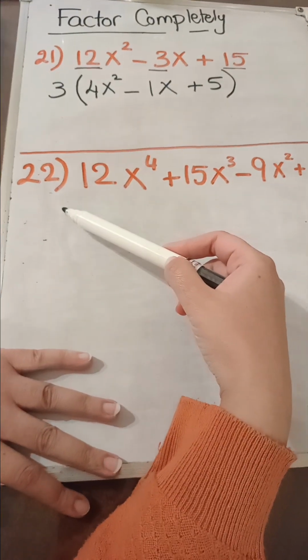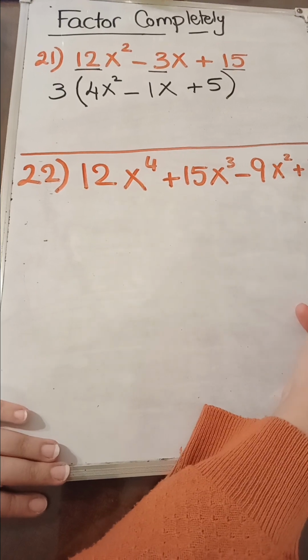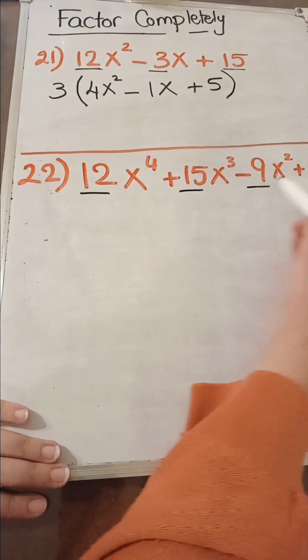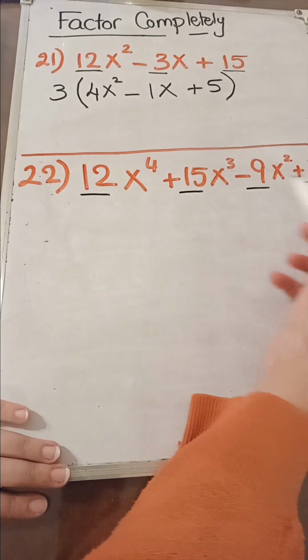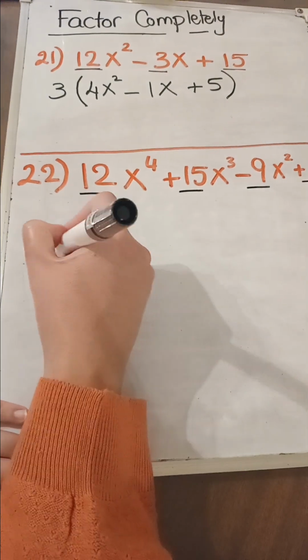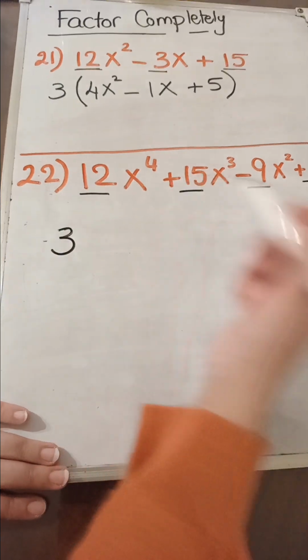For question number 22, it's pretty much the same idea. I start by looking for greatest common factors. Here I have 12, 15, 9, and 3. All four numbers can be divided by 3, and this is my greatest common factor. I cannot find anything higher than 3 that works for all four numbers.